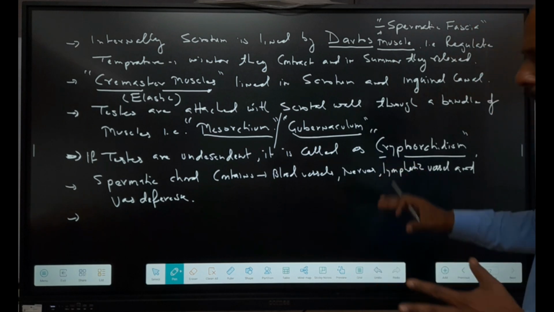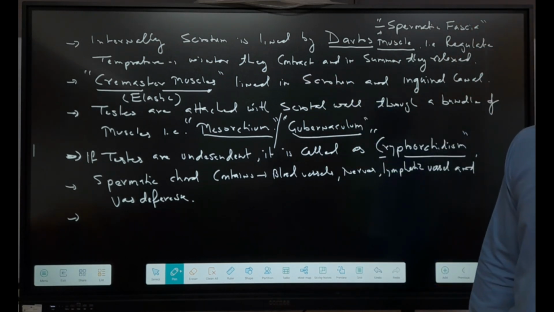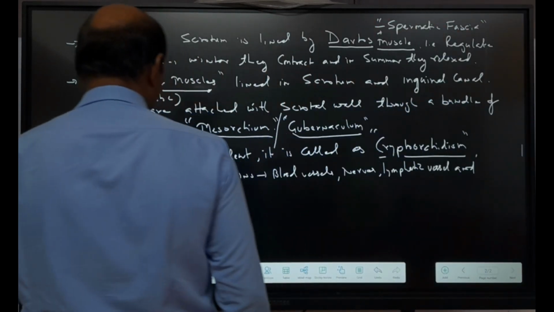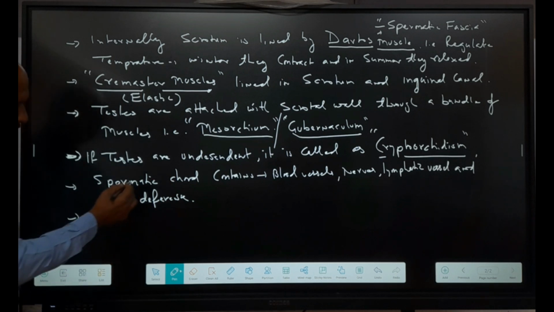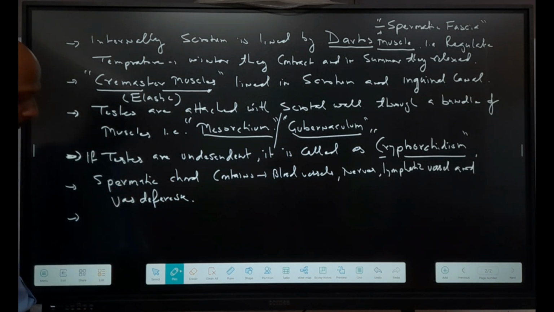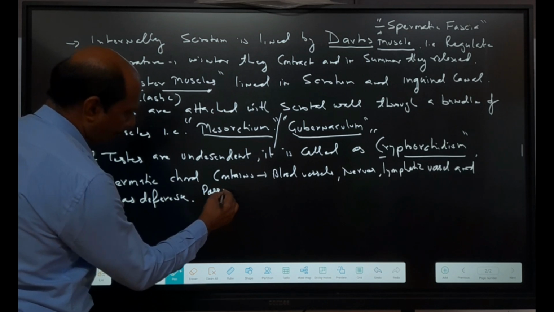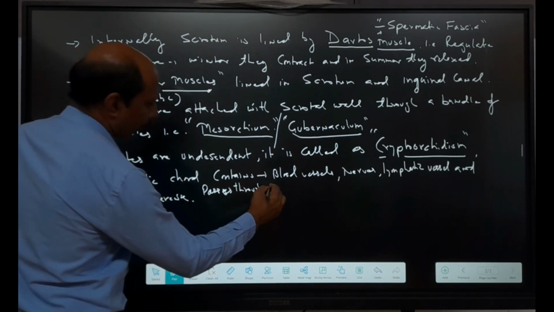Now you understand here, this scrotum is connected with the abdominal cavity through this inguinal canal. So you can understand this one, the inguinal canal, where the spermatic cord is. This spermatic cord passes through the inguinal canal, right?